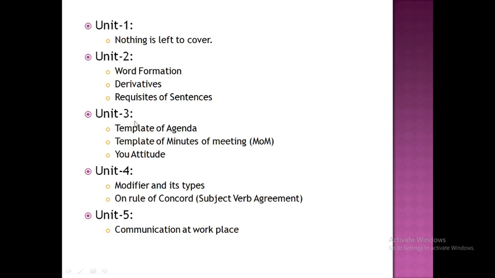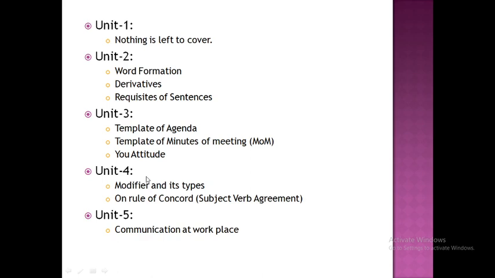Third unit has 3 things to understand. I gave a template of agenda, I gave a new template of minutes of the meeting, and one very important topic which is you attitude. This you attitude was the part of last year question paper as well.